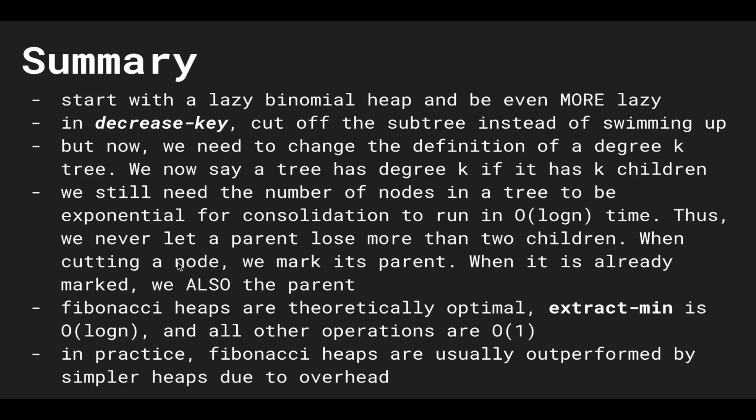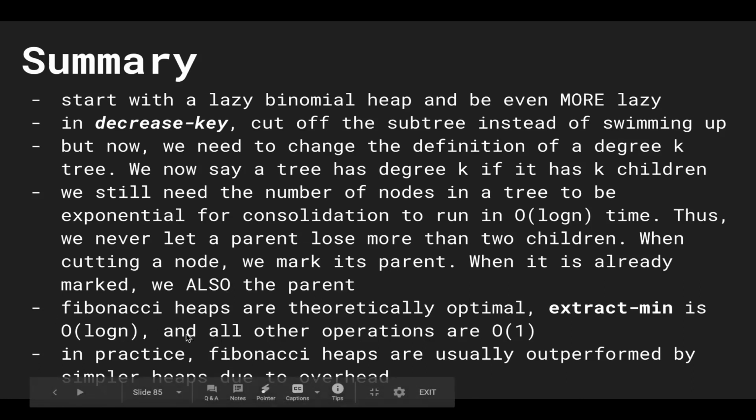So when cutting a node, we mark its parent. And when it is already marked, that means we are cutting the second node off. So we're cutting the second child off, so we also cut the parent off. The next point is that Fibonacci heaps are theoretically optimal. So extract min is still log n and all other operations are now constant.